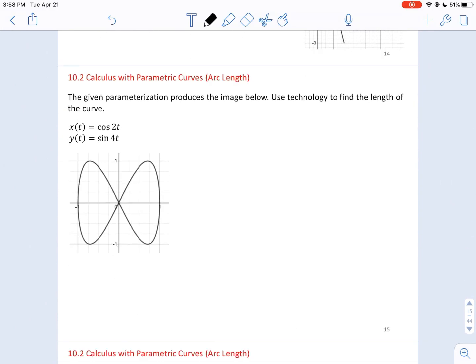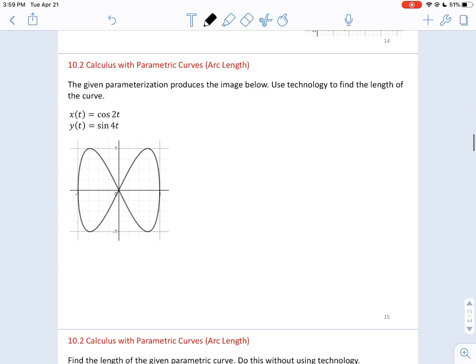Here's another one. This one, notice that I don't give a range of t. We just have x equals cosine 2t, y equals sine 4t. We're interested in finding how long this bow tie shape is. So we're going to have to do a little bit of investigation to figure out the time interval where this draws itself. And make sure you pick a time interval where it draws itself only once.